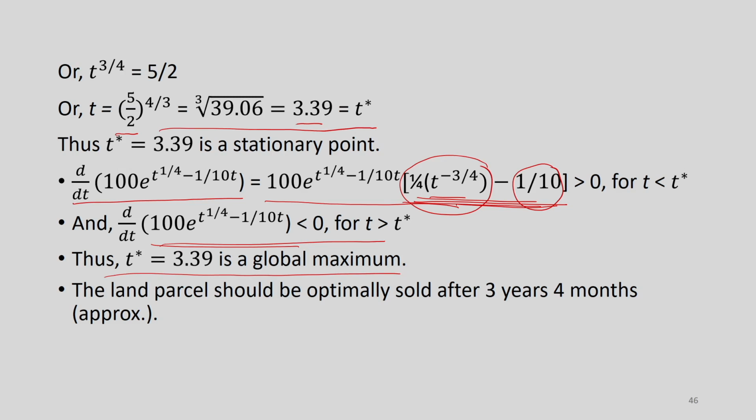t star is equal to 3.39. What does it actually mean? It means that the land parcel should be optimally sold after 3 years, 4 months. 4 months will actually take us to 3.33. 3.33 is what will give us 3 years 4 months, but it is slightly more than 3 years 4 months. That is why I have written it approximately. So, this was a problem of selling the land at an optimal point, which gives you the maximum present discounted value, where the value of the land is increasing over time.